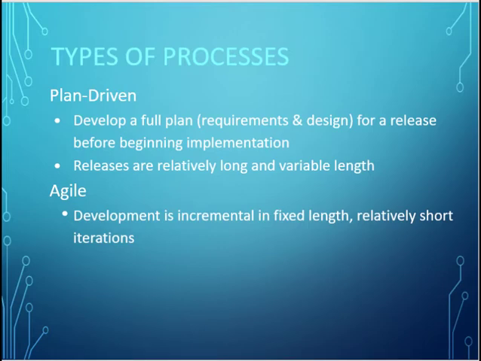In a plan-driven process, releases are relatively long and they're of variable length. The amount of work that we have to do depends on how much functionality we're going to produce. The alternative is an agile process. In an agile process, we build the system incrementally in fixed length, relatively short iterations. So an agile organization might build something in 2-week iterations or 3-week iterations. And in each iteration, we pick some piece of customer visible functionality and we build it soup to nuts in that iteration. So our system is incrementally growing.